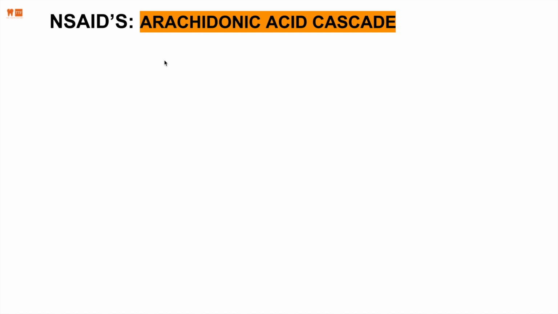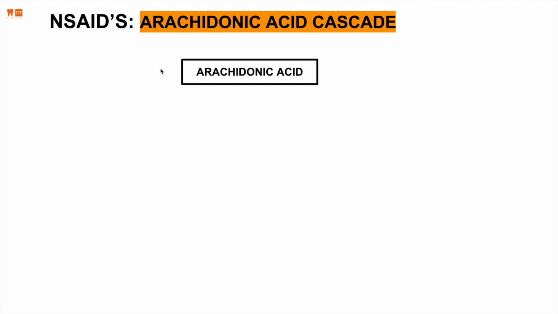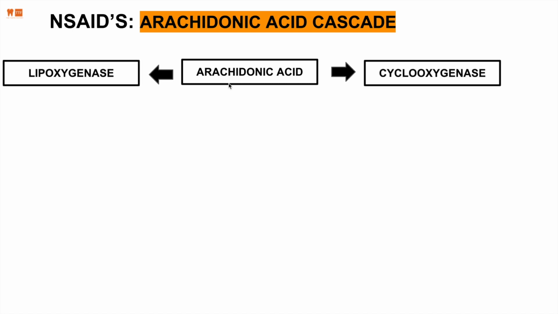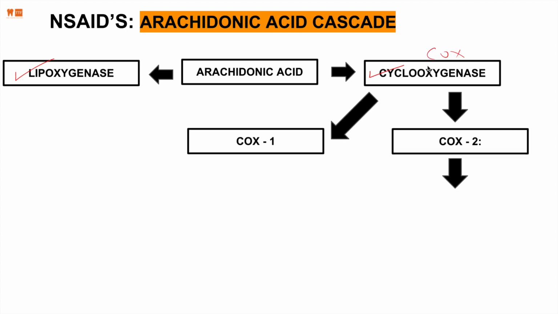So first of all, the NSAID's arachidonic acid cascade. What does all that mean? Well, we need to first understand the physiology of our body and then where the NSAIDs act. So first of all, our body has arachidonic acid being produced, right? Upon stimulation or on its own. So arachidonic acid gives rise to lipoxygenase and cyclooxygenase. This is COX. Cyclooxygenase will lead to COX-1 and COX-2.